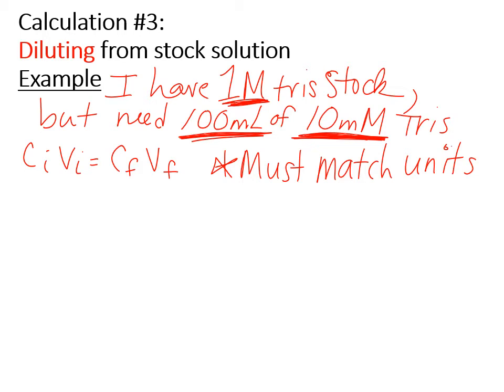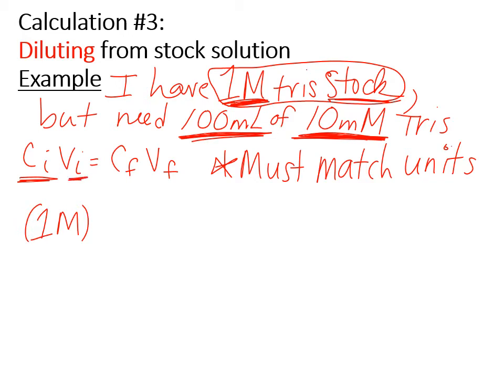Okay, so how would we plug this in? Well, we go one by one through our formula. First, CI is the stock concentration. Well, what concentration is our stock? Right here, it's the first part of the question, 1 molar stock, right? Then we get to VI. VI is the amount of stock needed in order to make our final solution. Do we know how much of that stock we have to take out of the bottle? No, that's our variable. We want to solve for VI because we don't know that right now.